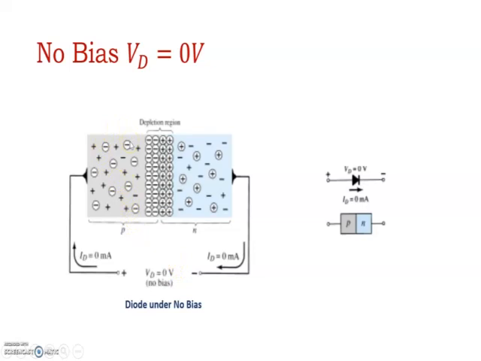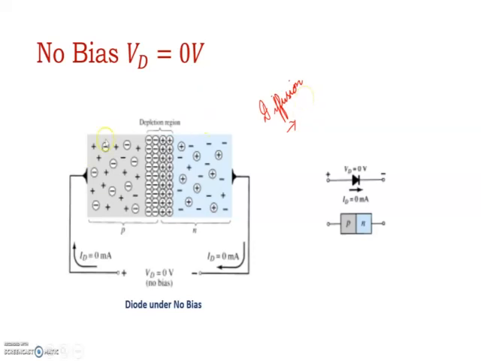There is a concept called diffusion. What is diffusion? Diffusion is nothing but movement from higher concentration to lower concentration. You take a sponge and put it in water. What happens? Water will enter into the sponge. Why? From higher concentration to lower concentration. That is called diffusion.